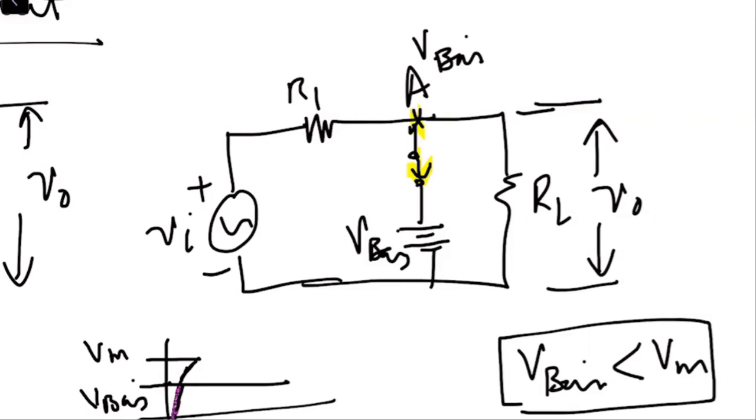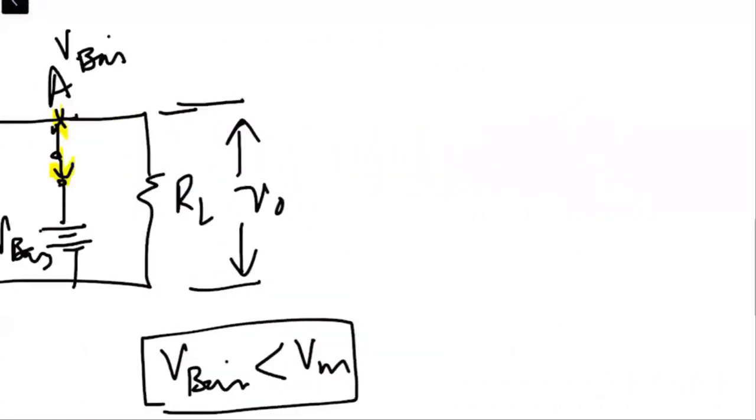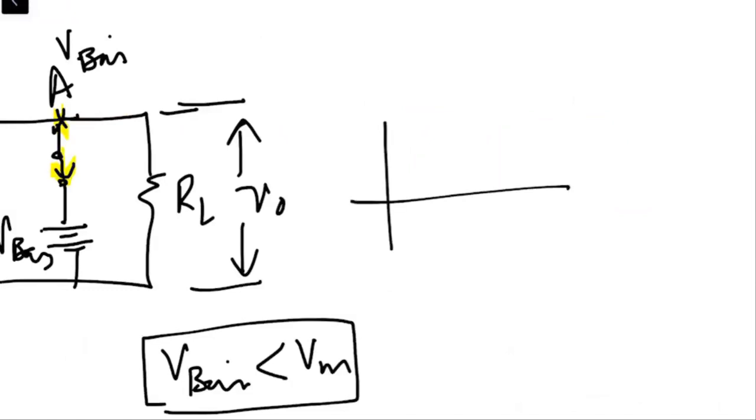Yes, sir. So this means when we are drawing the output, for the positive half cycle, it will go up to this till V bias, and this means till V bias, the diode is now turned on. When the diode is turned on, as long as the diode remains in the on state, the output will be held at V bias.